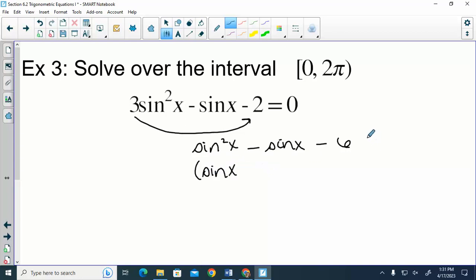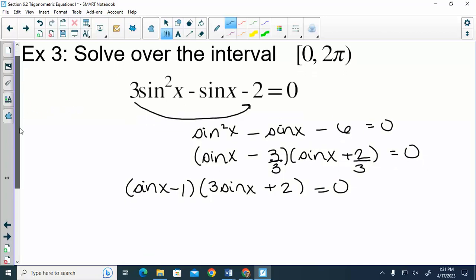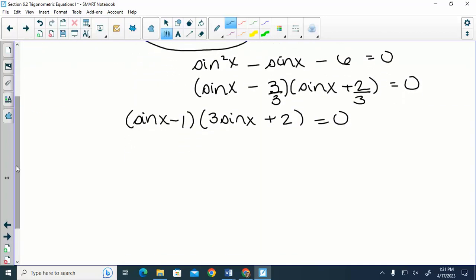So that factors into sine x. Multiply to negative 6 and add to negative 1. So negative 3, positive 2. And then we started out multiplying by 3, so we divide by 3. So sine x minus 1 and 3 sine x plus 2. Once we get it factored, what do we do?